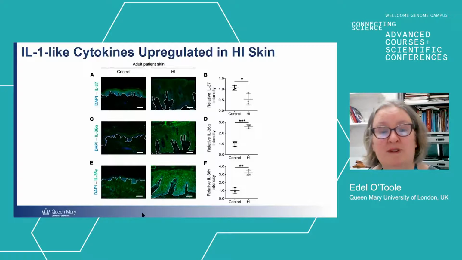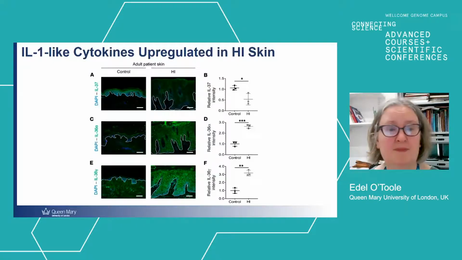We also observed increased expression of IL-36 alpha and IL-36 gamma, interestingly within the nucleus of keratinocytes as well as cytoplasmic in Harlequin ichthyosis skin. IL-37 is an inhibitor of the IL-36 family of cytokines, and this seemed to be reduced in Harlequin ichthyosis skin.